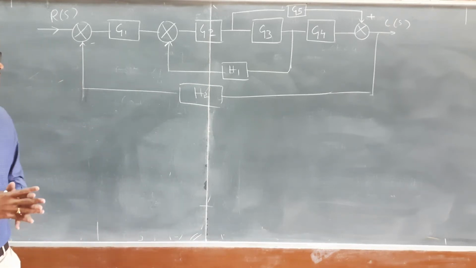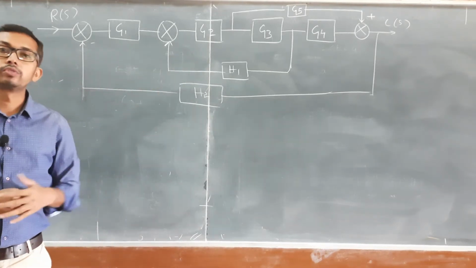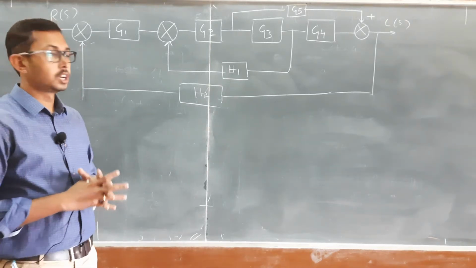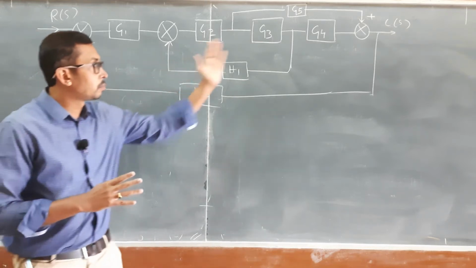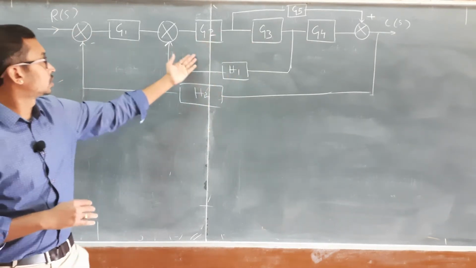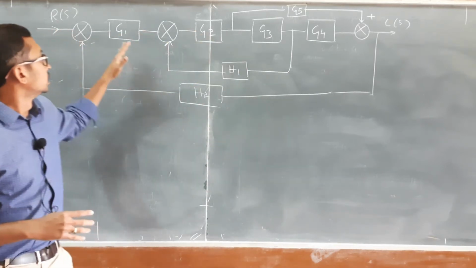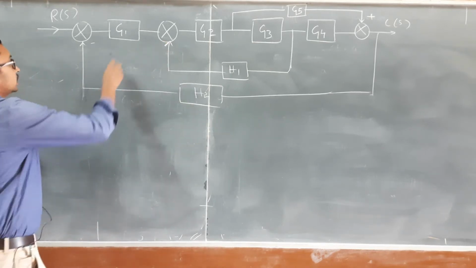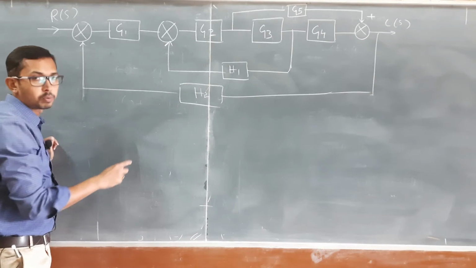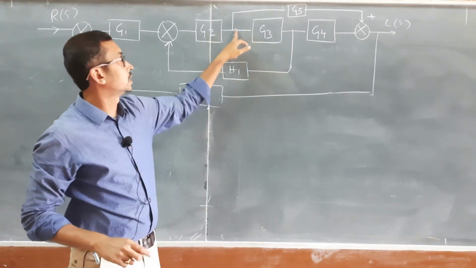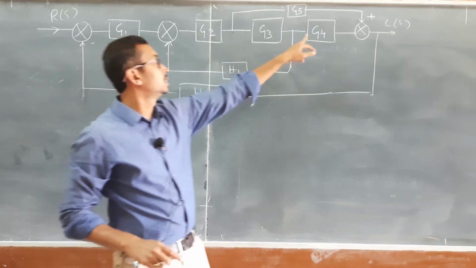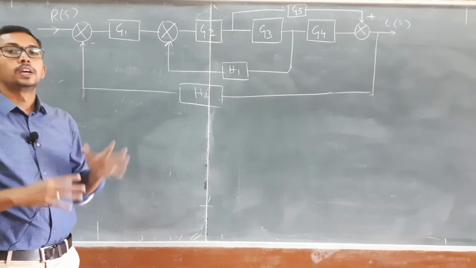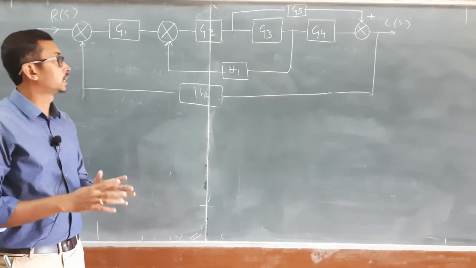Now can you tell me what is the first step? What is the first rule we are going to apply? Identify any blocks which are in series. Now you tell me whether any of the blocks are in series. See G2, there are many blocks over here. None of the blocks are in series. Why? There is a summing point in between G1 and G2. In between G2 and G3 there is a takeoff point. In between G3 and G4 once again there is a takeoff point.